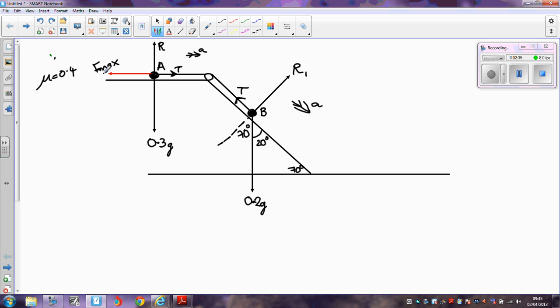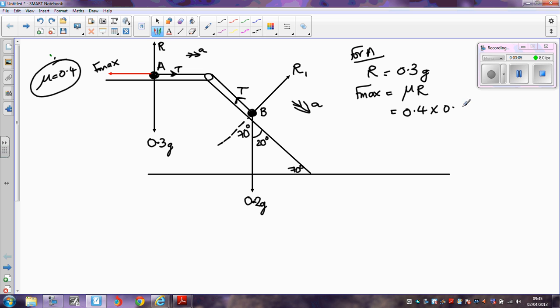Okay, first of all, I'm going to look at A, and I'm going to work out F max. Now, if we look at A, I can see that A is not moving upwards, it's not moving downwards, so the forces acting up must equal the forces acting down. So R must equal 0.3g in the usual way. And F max then, because we know that F max is equal to mu R, and we know that mu is 0.4, it's going to be 0.4 times 0.3g. So F max is 0.12g.